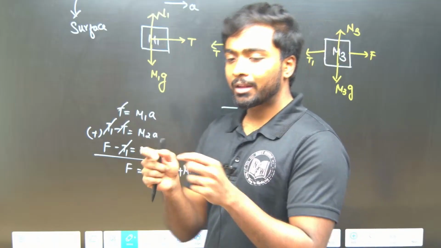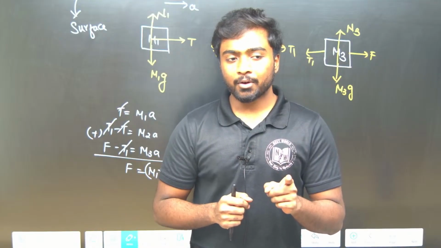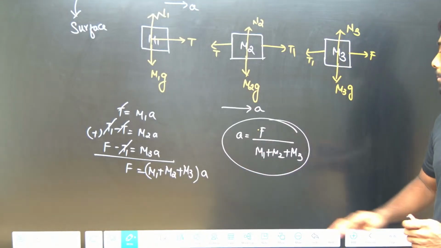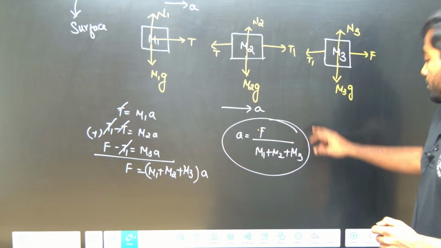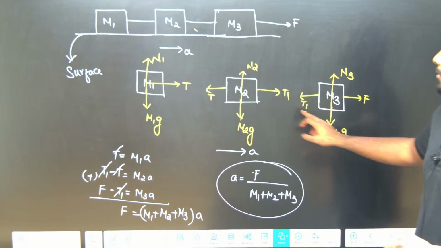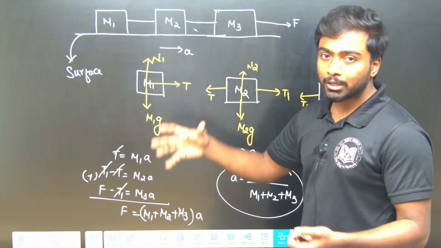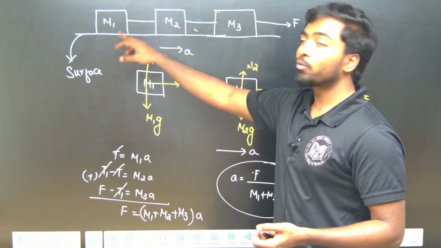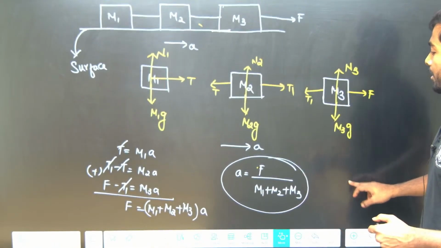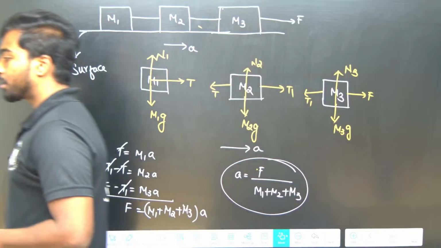Whenever blocks are tied with a rope in between, we have taken a tension. But the formula we got, acceleration, is nothing but F equals the total mass of the system. So no need to worry about whether it's a normal force or a tension force. Whatever tension force is acted by M2 on M1 or M1 on M2 will be equal, and whatever normal forces are acting by M2 on M1 and M1 on M2 will also be equal. So we will get the same equation, that is A equals F by M1 plus M2 plus M3, the total mass of the given system.